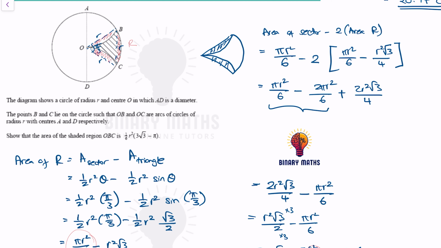Okay, so the solution comes from the fact that, obviously, realizing theta is equal to pi over 3, and knowing that you have to work out those little bits and take off 2 lots of those little bits from the sector area.